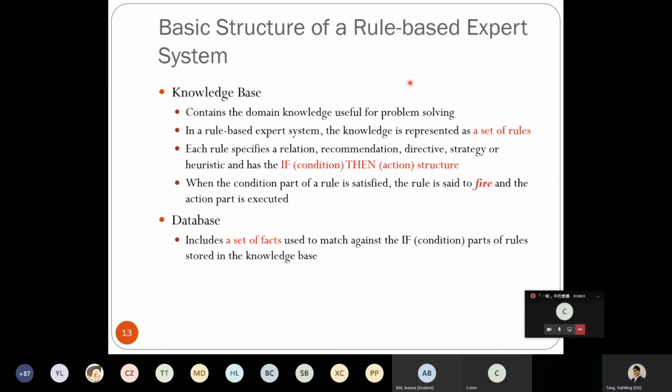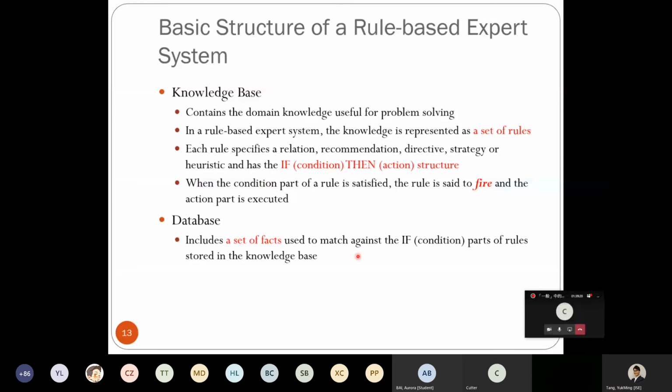So what is the basic structure of the rule-based expert system? As mentioned before, we have the knowledge-based database, which consists of a set of rules. This is very important. Based on this if-then rule structure, you will be able to answer questions from human beings. If the condition part of a rule is satisfied, we say this rule is valid. For example, if the BMI index is larger than 20 and this condition is satisfied, then we say the rule is fired. And another database is a set of facts.